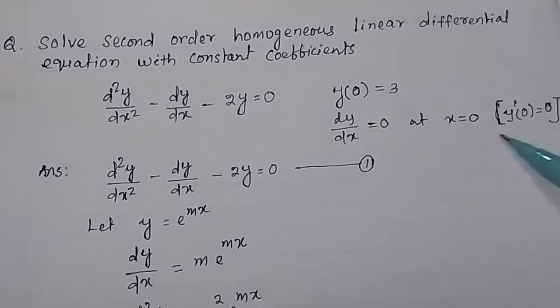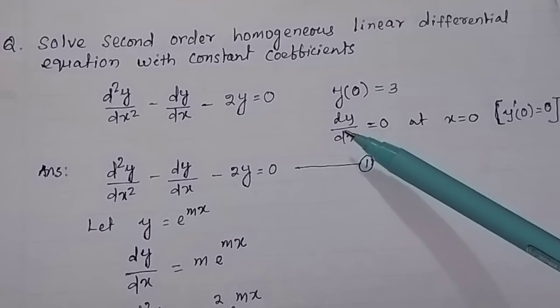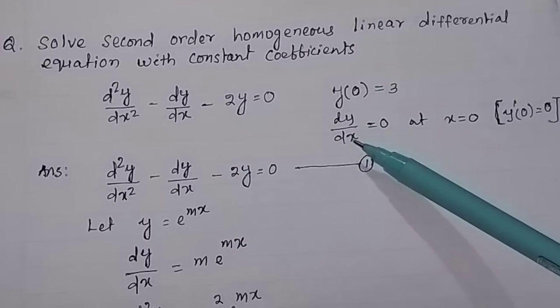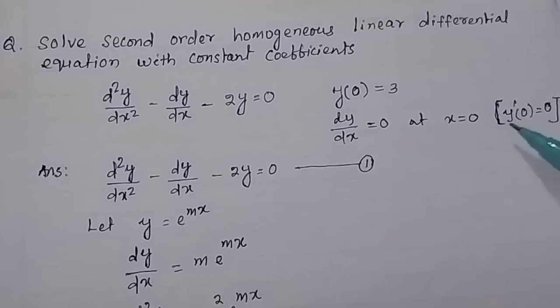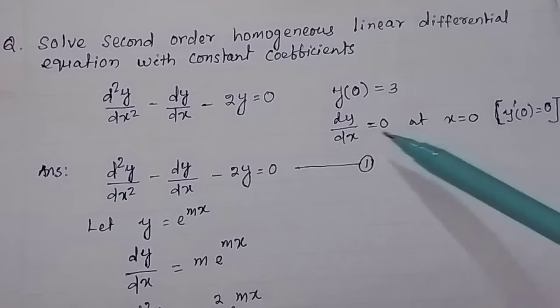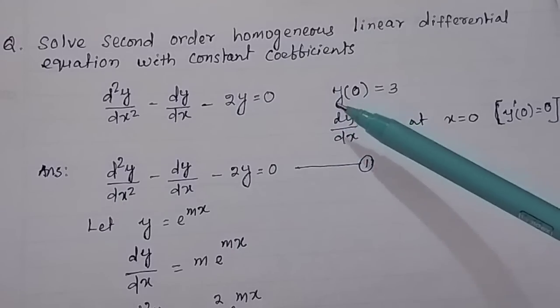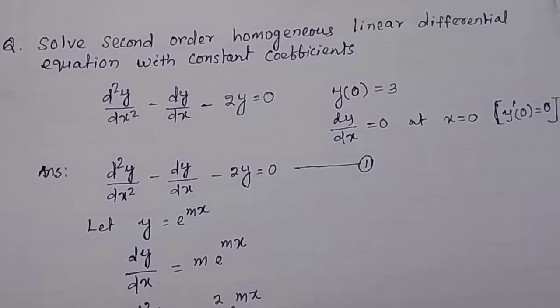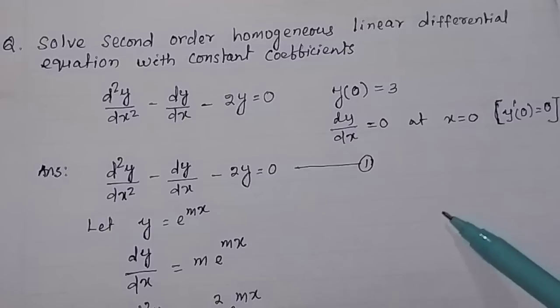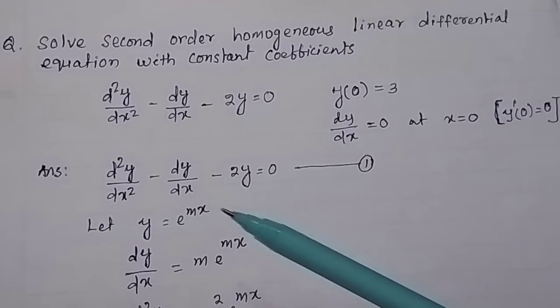Similarly, sometimes it is written that y dash 0 is equal to 0. This means the first derivative of y with respect to x is equal to 0 at x equal to 0. This can be written as y dash 0 is equal to 0. So these are the given initial conditions, and using these initial conditions you have to solve the given second order homogeneous linear differential equation with constant coefficients.